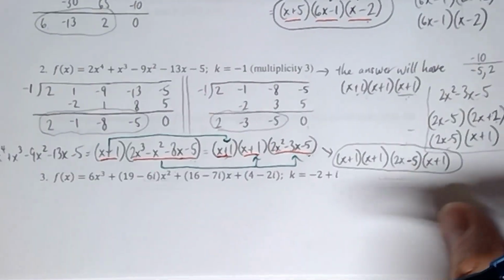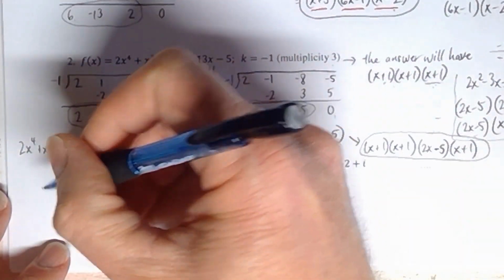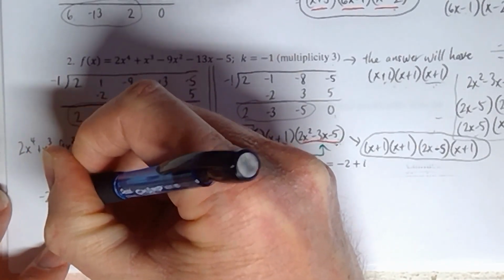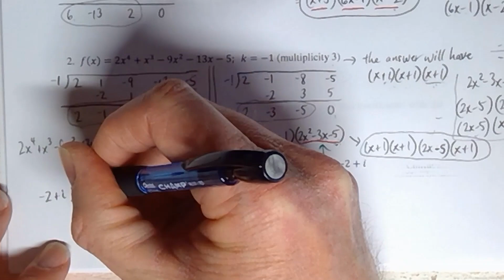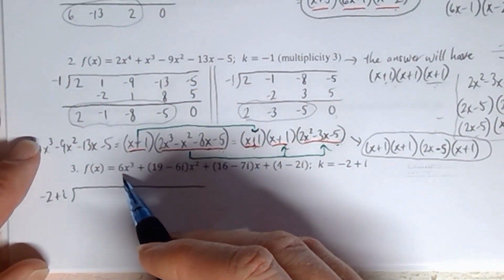Okay, number 3 is more of the same here. It's just that we have an imaginary number, but we got kind of used to that whole idea in the last section. All right, so it takes a little bit of work to deal with it, but at least we know what to do. My coefficients here are what?